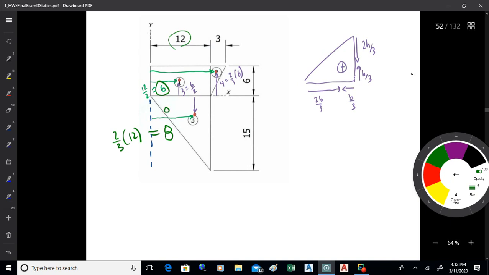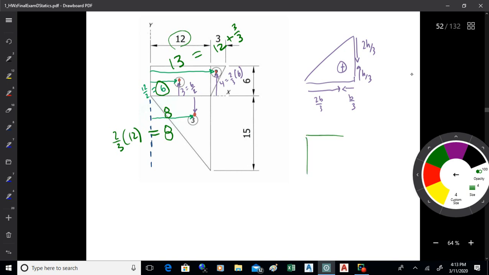And then that top one, what do I got? The top one, I have to remember to add in the offset. I think this top one's going to be 13. That's going to be 12 plus 1/3, which is 13. Okay. So those are my centroidal distances.